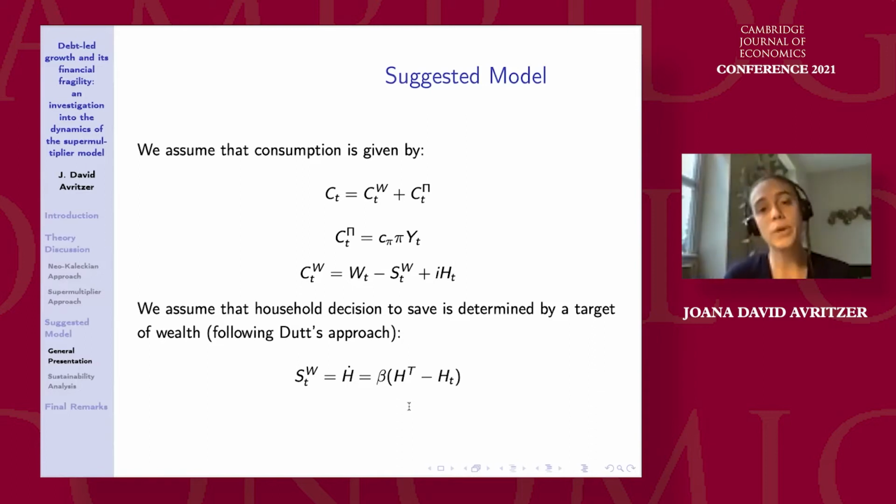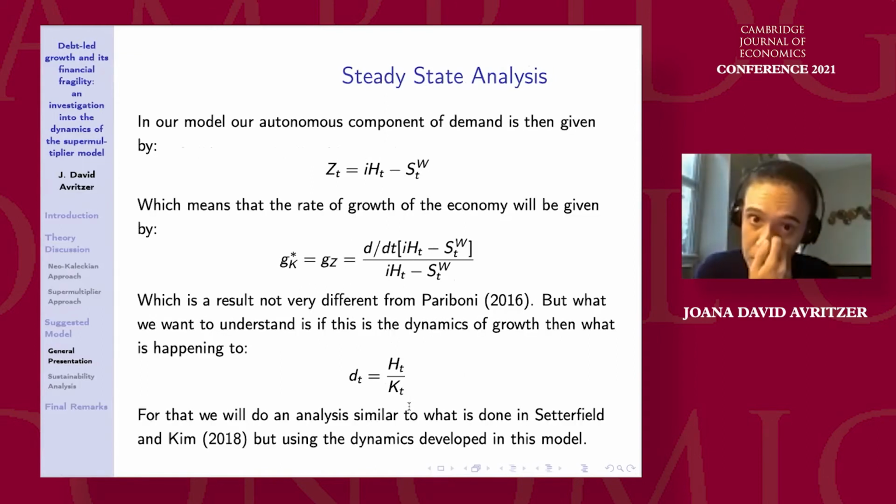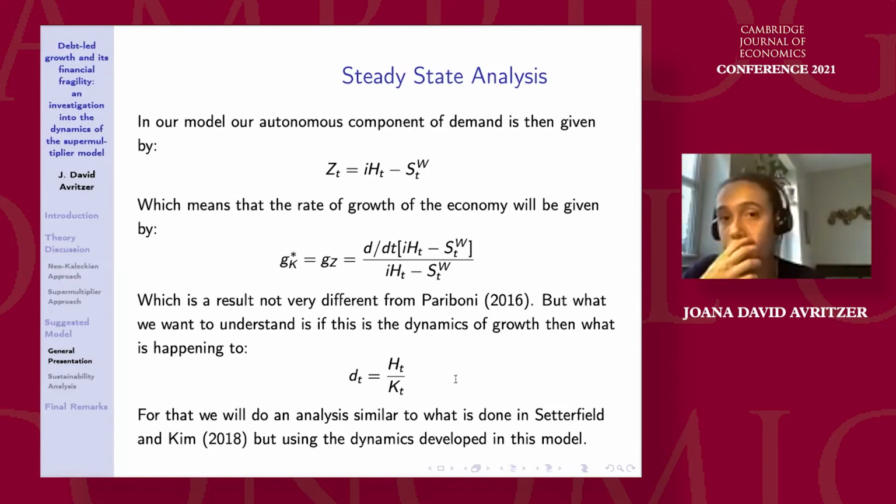But in our case, we don't have to endogenize it to current income, because we are following a supermultiplier approach. Here we can just leave it as an autonomous component of demand, an exogenous factor explaining household credit-financed consumption. So if we look at the steady state analysis, the autonomous component of demand, Z, which is always very important for the supermultiplier approach, is going to be explained by workers' credit-financed consumption.